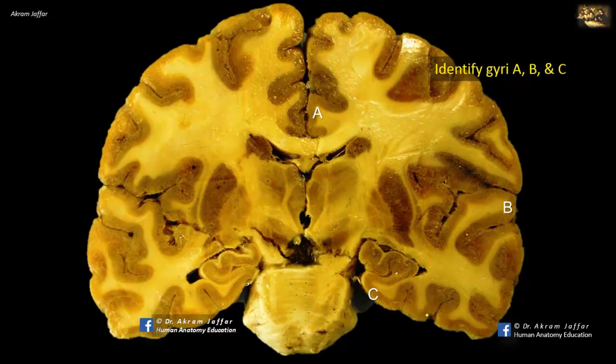Identify gyri A, B, and C. The location of the 3 gyri is shown on a coronal section of the brain. A is located on the medial side of the cerebral hemisphere, just above the corpus callosum. It is the cingulate gyrus.